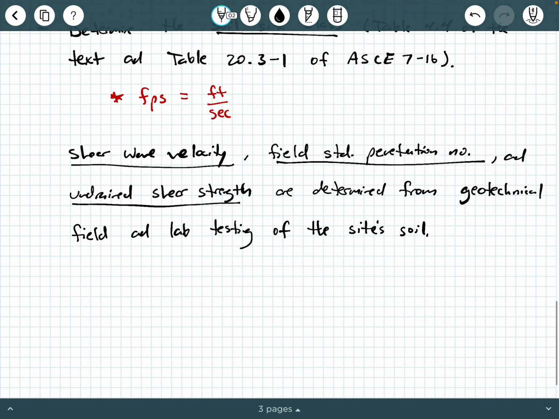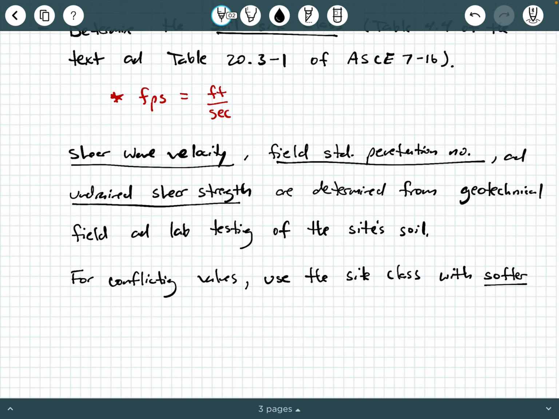So for conflicting values, if you have conflicting values, use the site class with softer soil. Let's look at table 4.4 in the text or table 20.3-1 of ASCE 7, and let's say, for example, that you have a shear wave velocity of 2,400 feet per second.